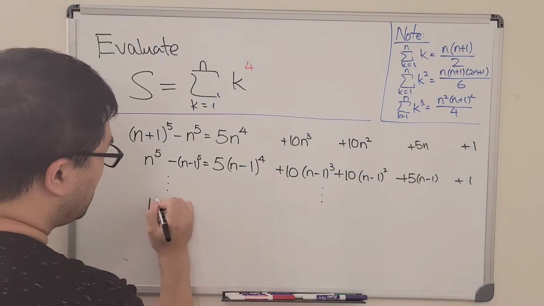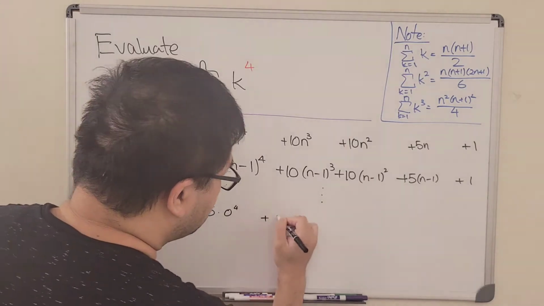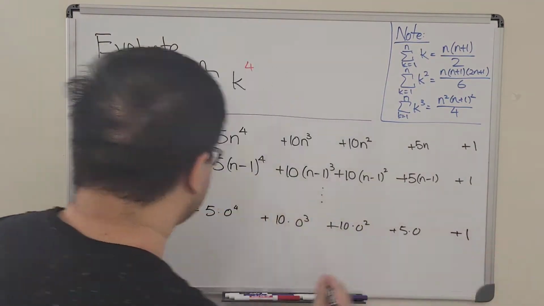You keep going, we get all the way down to 1 to the fifth power minus 0 to the fifth power. What do we end up with? Now we get 5 times 0 to the fourth power plus 10 times 0 to the third power plus 10 times 0 squared plus 5 times 0 plus 1. So let's see what we get when we add all that together.